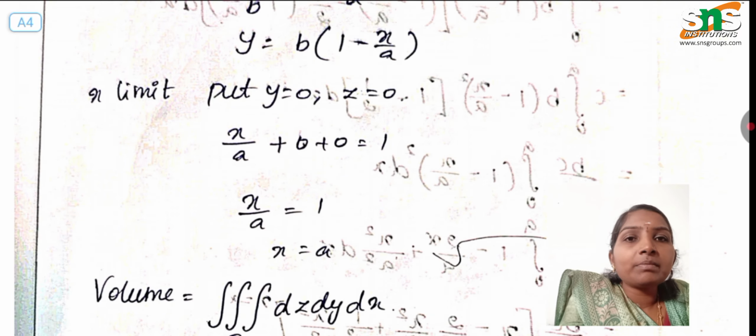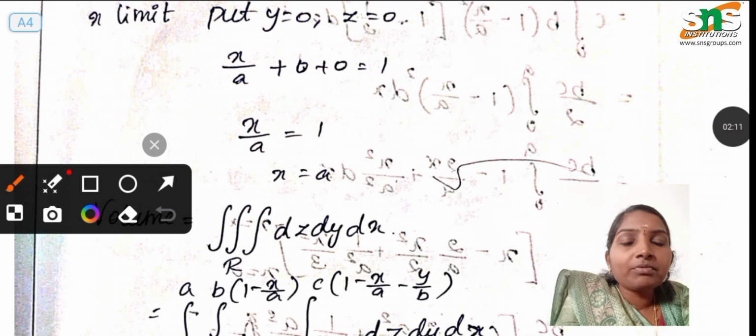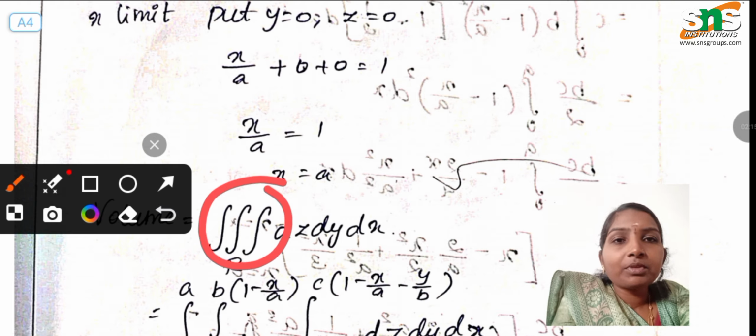What is your x limit? You have to put y is equal to 0 and z is equal to 0. What will you have? x by a plus 0 is equal to 1. Therefore, x by a is equal to 1 and x is equal to a. Now we have found all the limits. Having found all the limits, we have to substitute them in the volume.